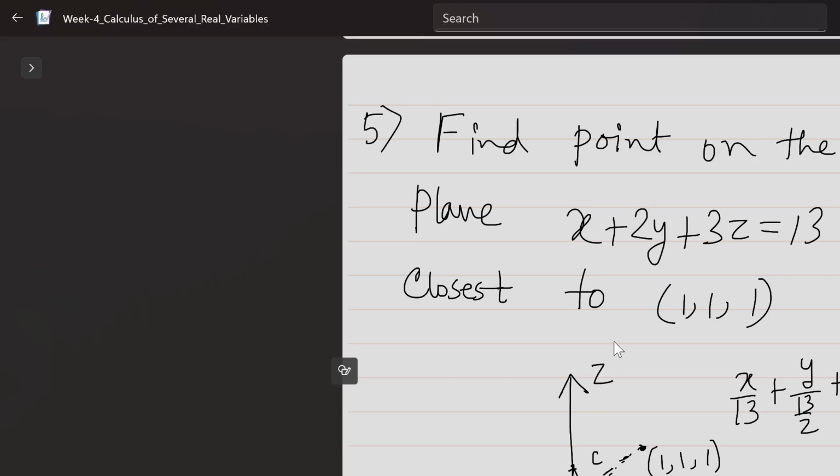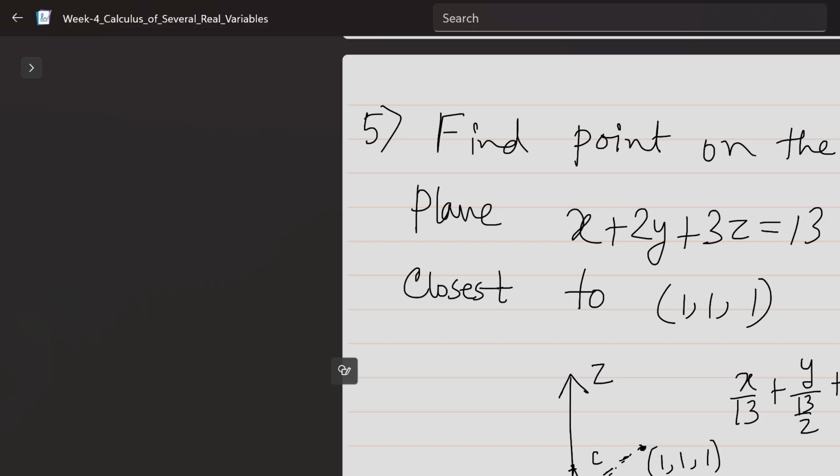We can write the plane as f equals x plus 2y plus 3z minus 13. And then to find the gradient we will have three outputs: del f by del x, del f by del y, del f by del z. That will give us the perpendicular vector from the plane.